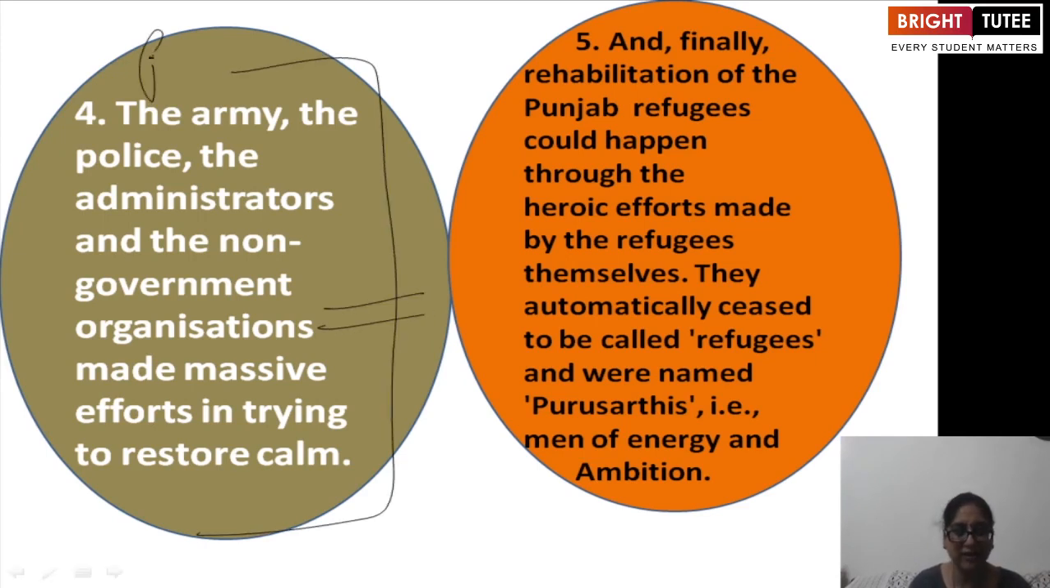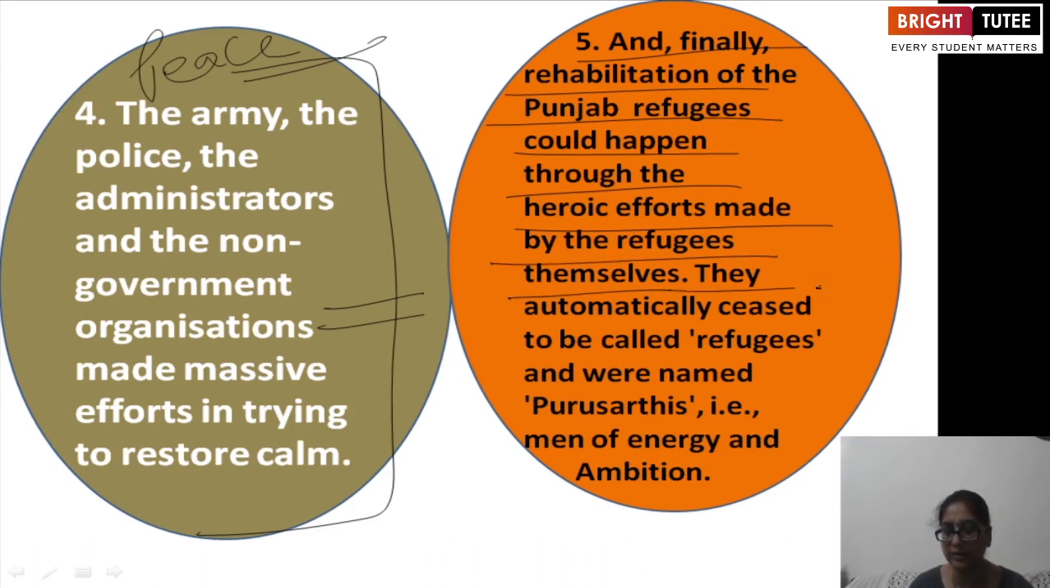Peace was required, but do you think everyone who has left their place, who has left their house, who has left their livelihood, could have easily managed here? And finally, rehabilitation of the Punjab refugees could happen through the heroic efforts made by the refugees themselves. They automatically ceased to be called refugees and were named Purusarthis, that means men of energy and ambition.